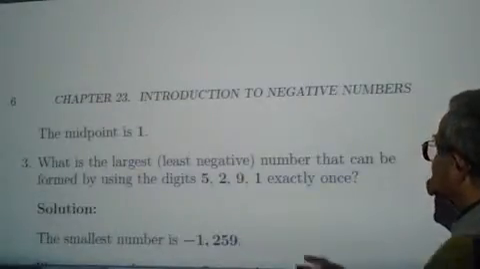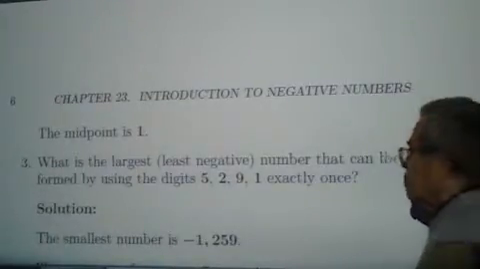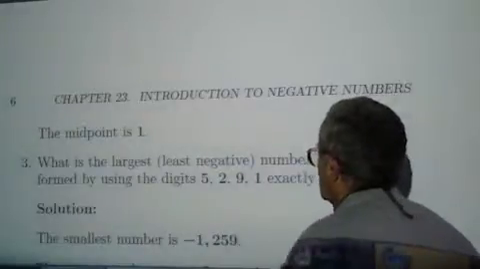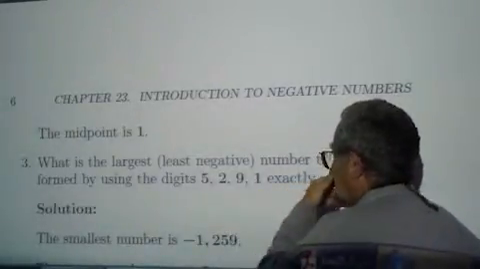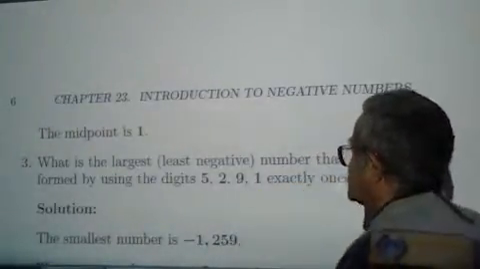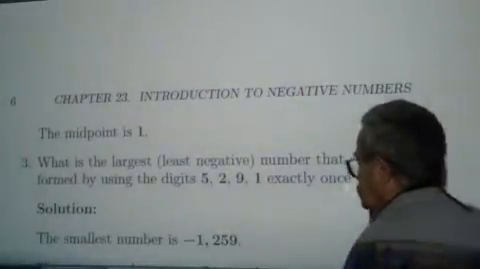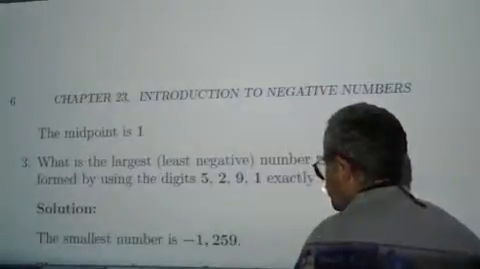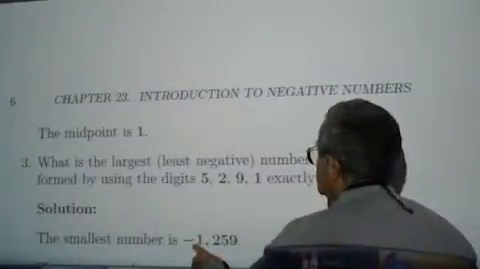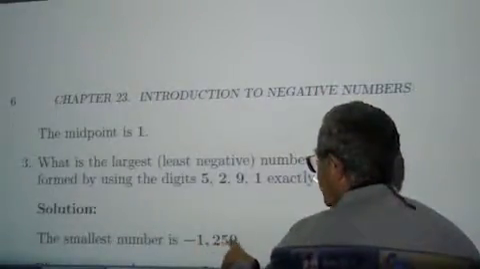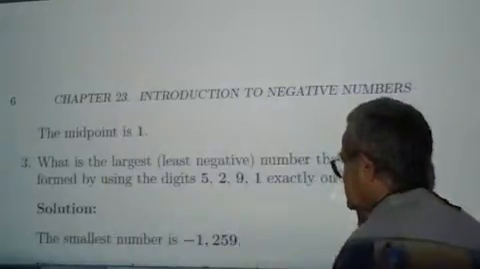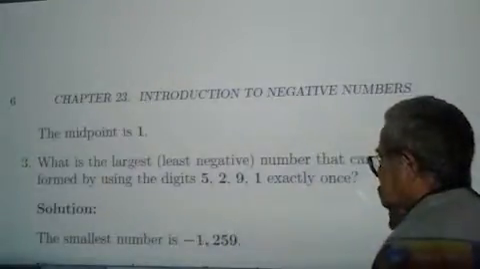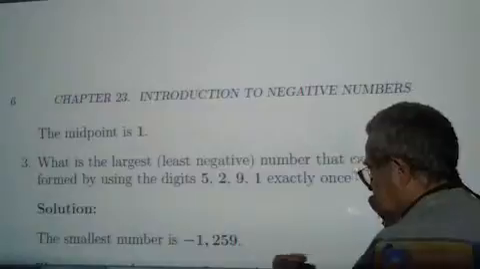What is the largest, most negative number that can be formed by using the digits 5, 2, 9, and 1? So the least negative, in absolute value, that would be the smallest number. So digits 1, 2, 5, 9. That is the smallest number. That is the most positive, the closest to 0.